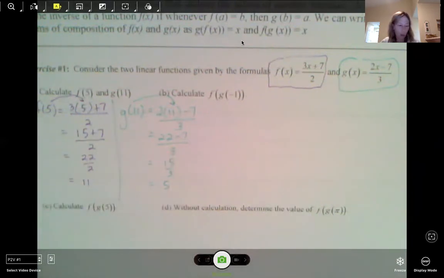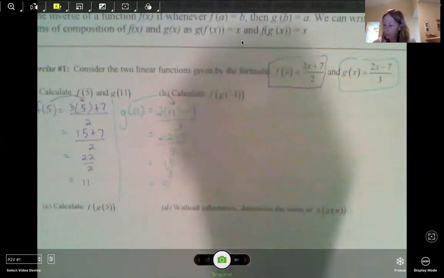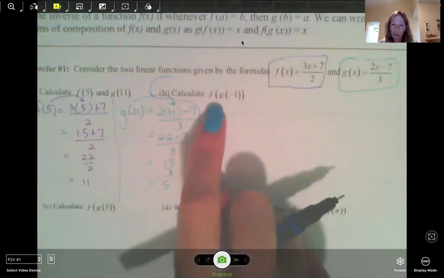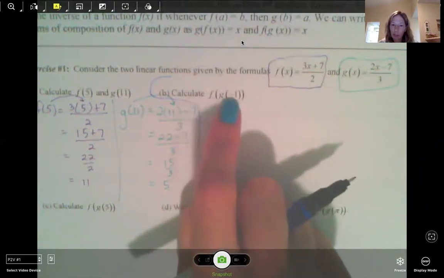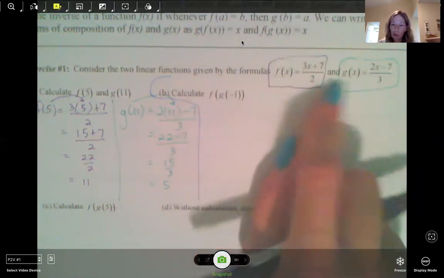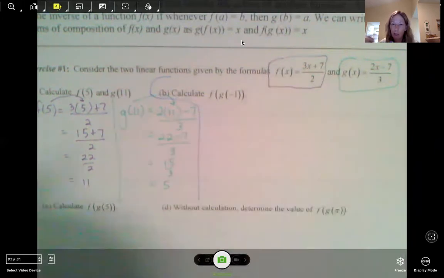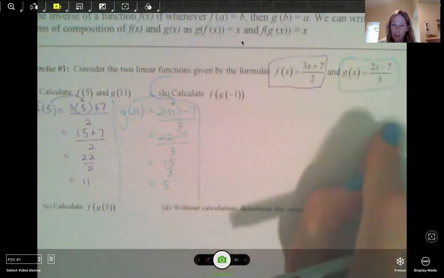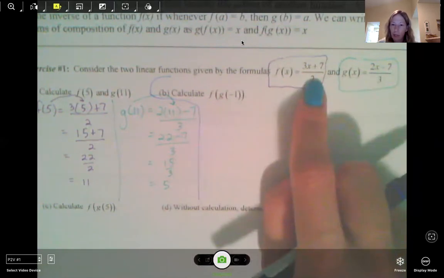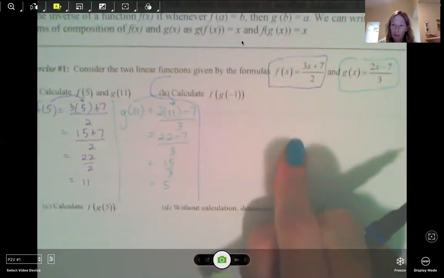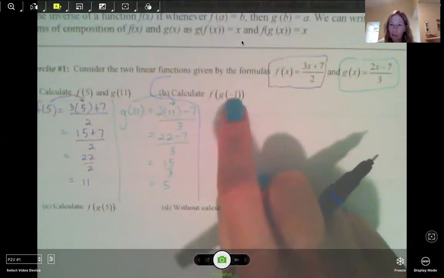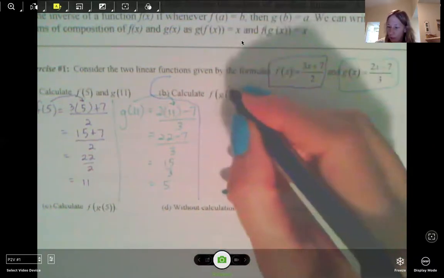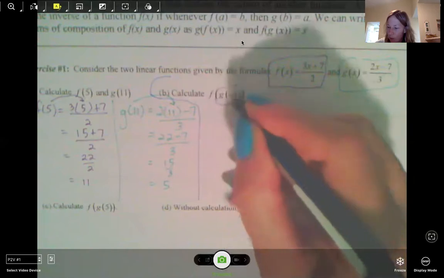All right, we can also show that with a situation like this. So they say to find f of g of -1. So if these truly are functions that are inverses of each other and undo each other, when I plug in -1 to g and I get my output value, and then I plug that output value into f, I should get a final answer that is the initial input value that I started with. So let's see if we can do that. Remember, when we have a composition here, we always start with the inside first.